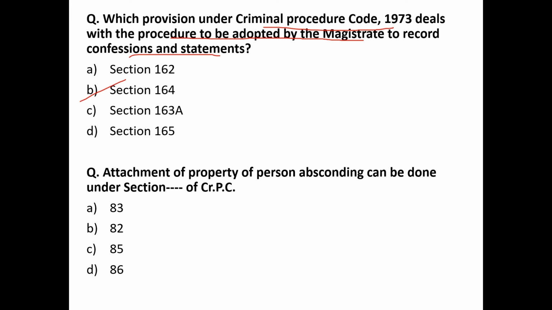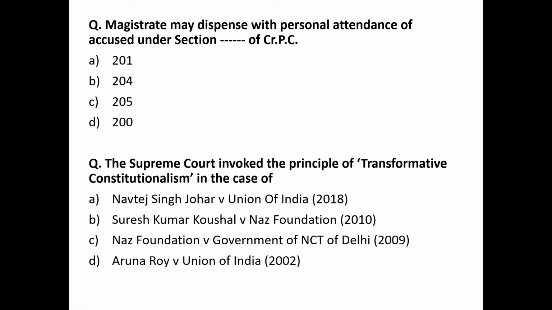Next question. Attachment of property of a person absconding can be done under Section dash of the CrPC. It's Section 83, option A. Next question. A magistrate may dispense with the personal attendance of the accused under Section dash of the CrPC. It's option C, Section 205.